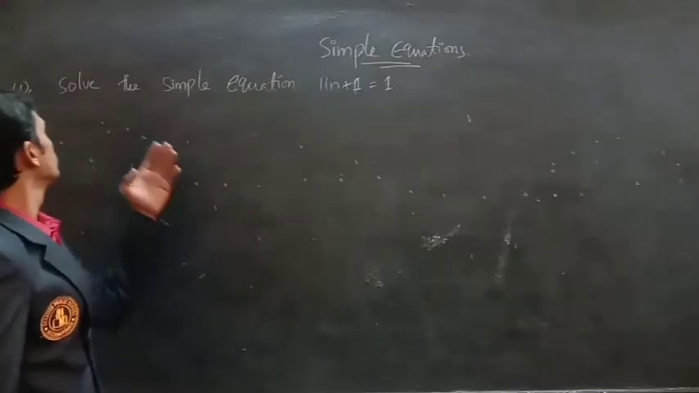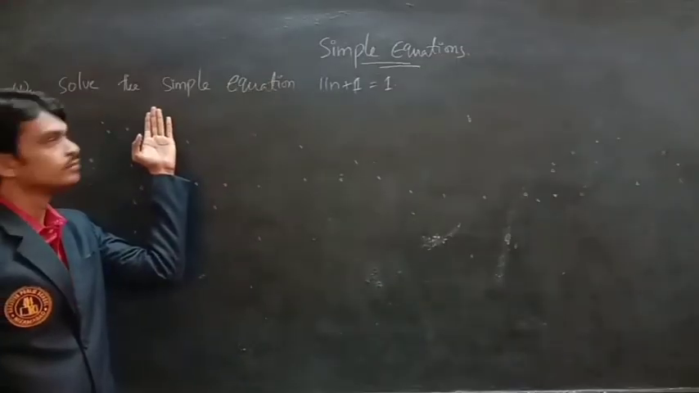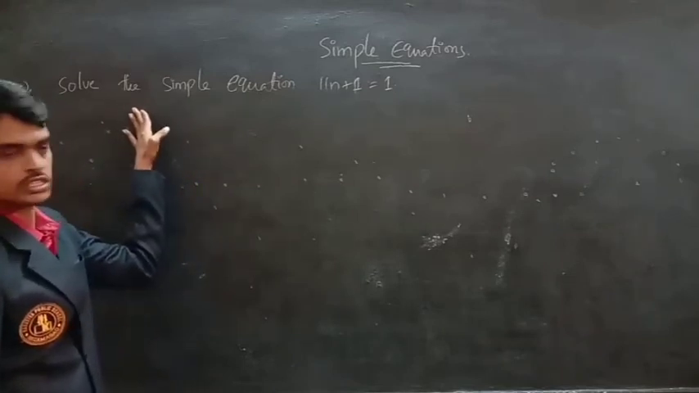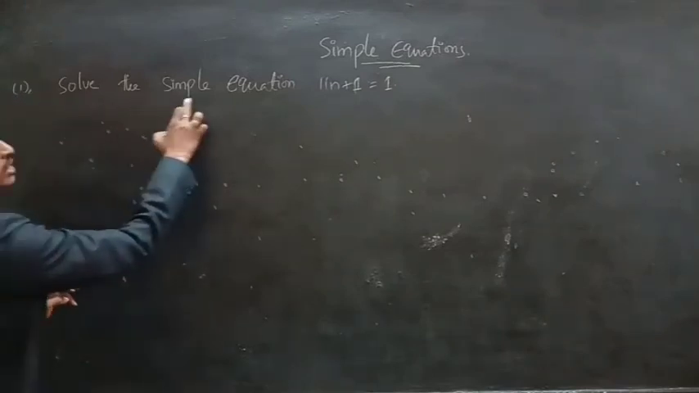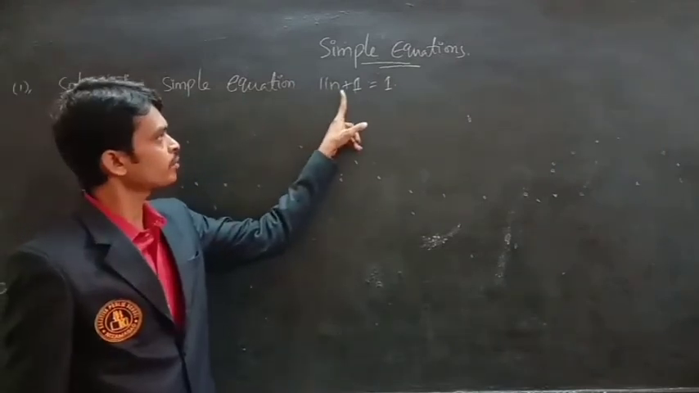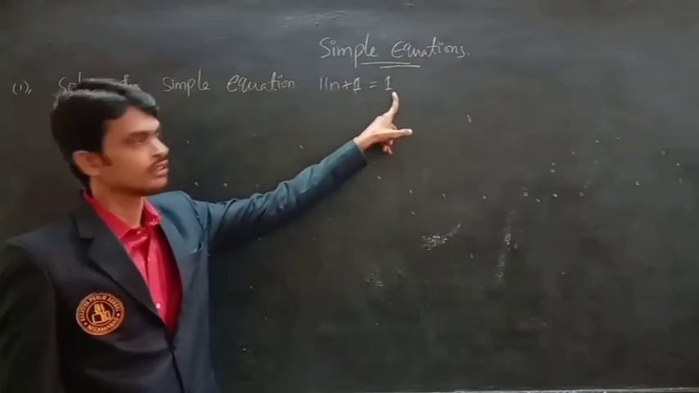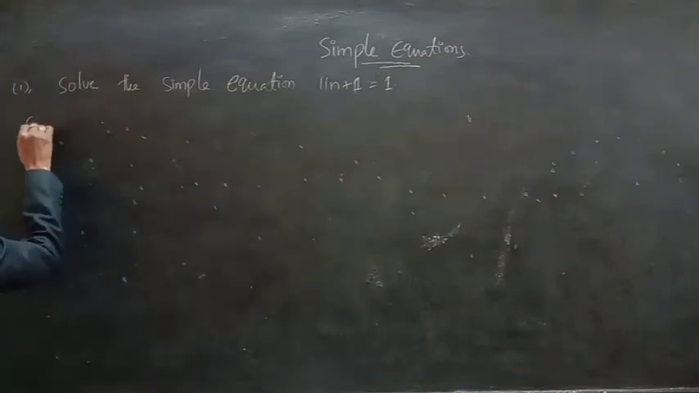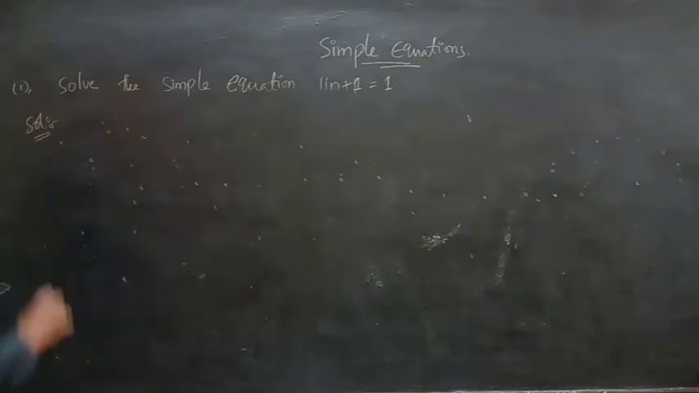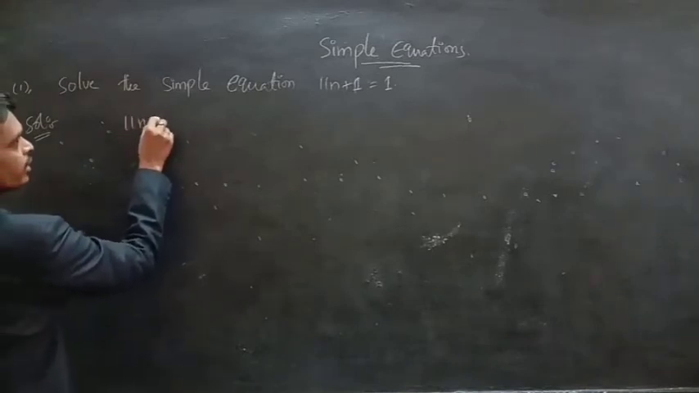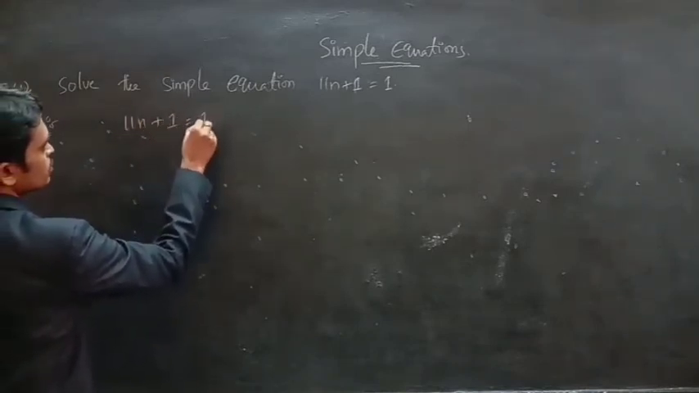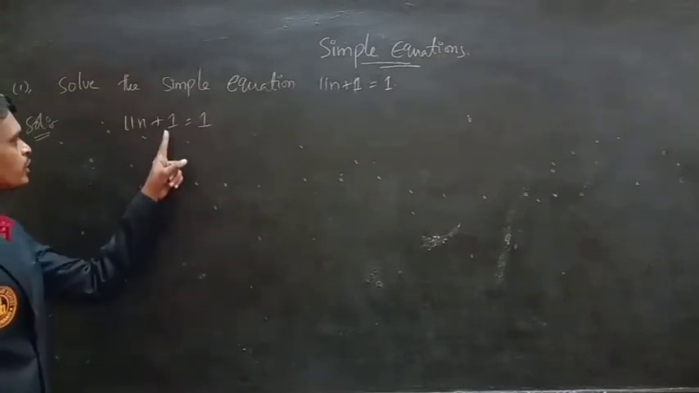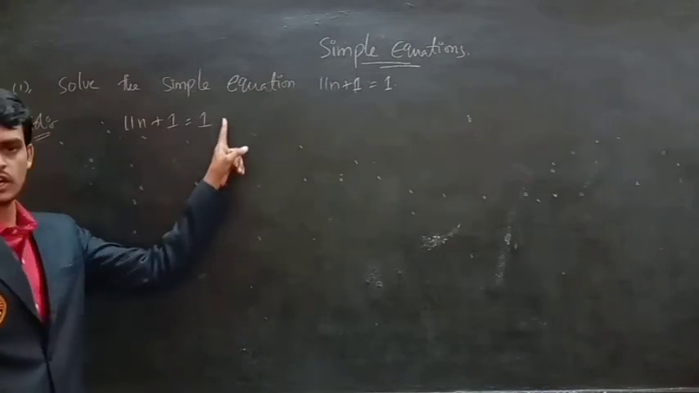Now, children, this type of problem will come for 2 marks. Solve the simple equation 11n plus 1 is equal to 1. Look here. Solution: 11n plus 1 is equal to 1. Now we have to transpose this constant from LHS to RHS.